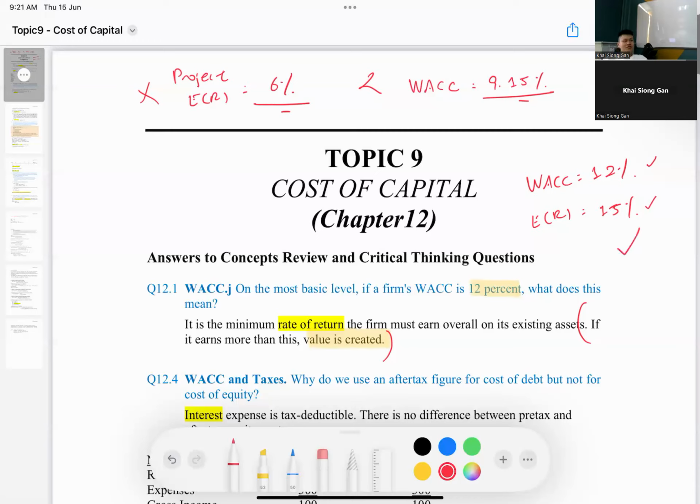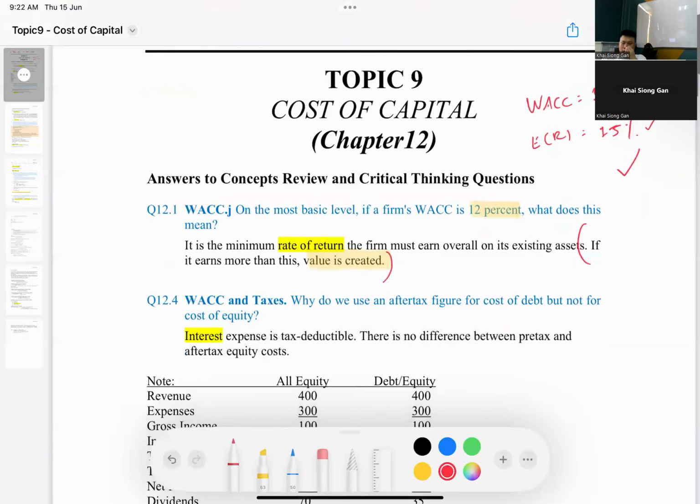This is good. Decision making is important. So in the exam, you must explain why you proceed or why you choose not to proceed. If it's lower than WACC, there's no value created. You can't even satisfy the minimum required return. Okay, next question.